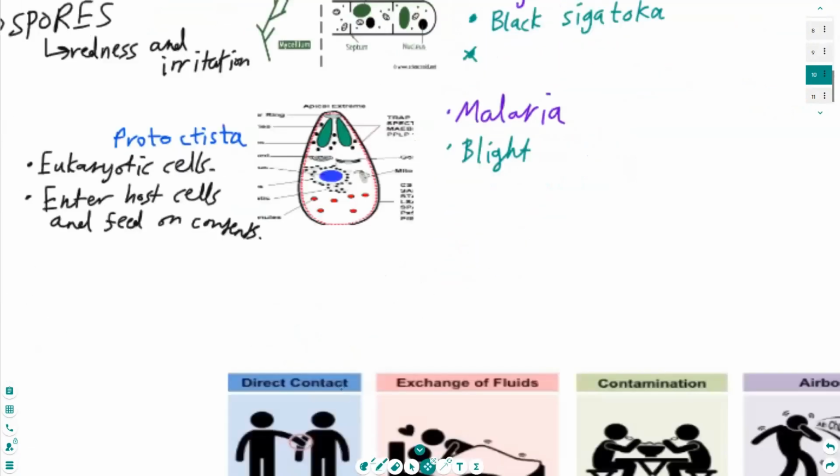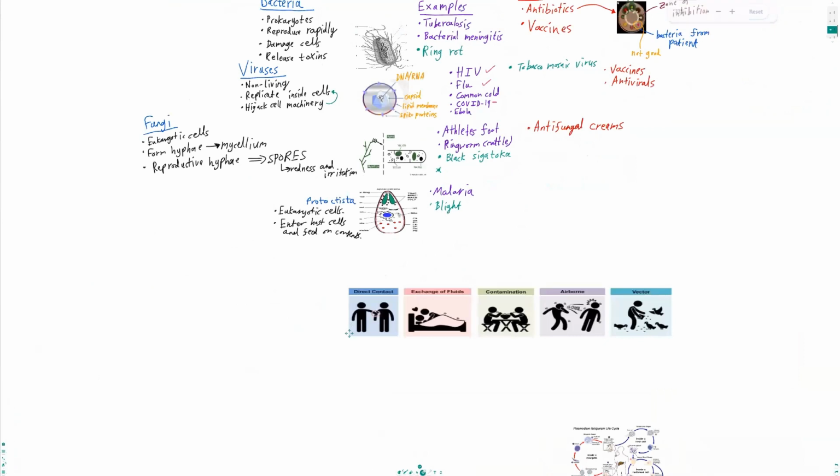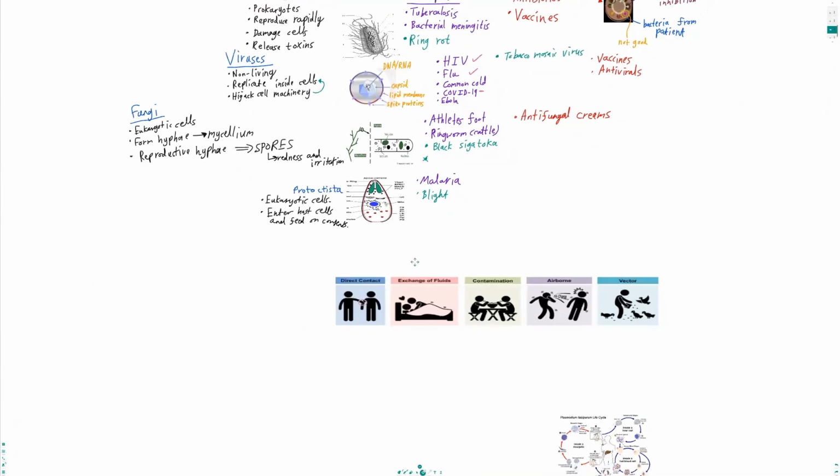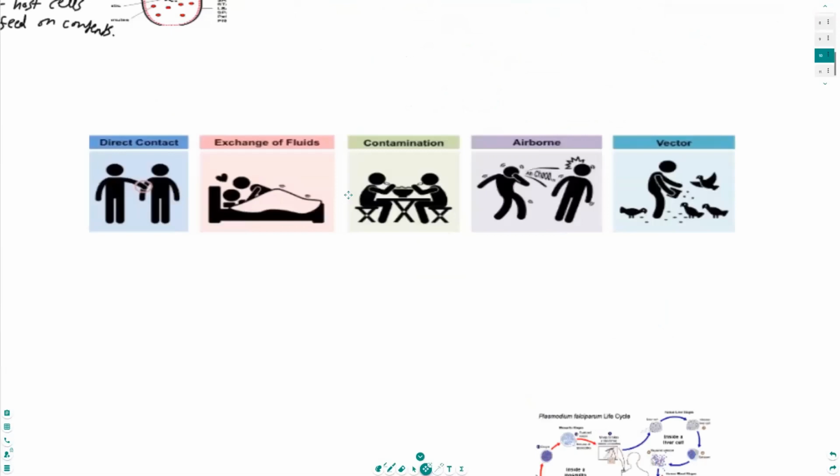So now we've talked about some of the different types of organisms that can cause disease. Now we're going to look at how those pathogens are spread from person to person. So let's zoom out a bit. Basically there are 5 different ways in which pathogens can be spread.